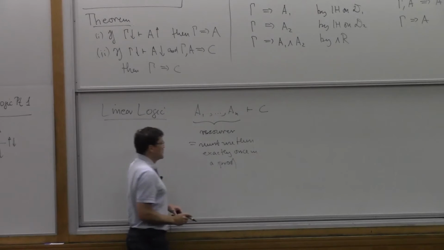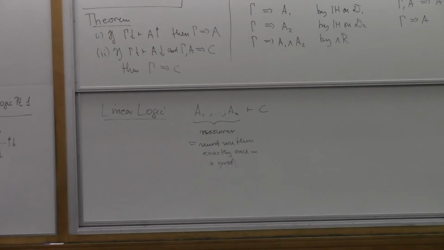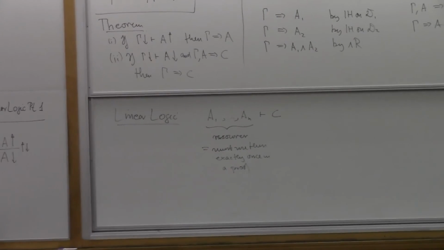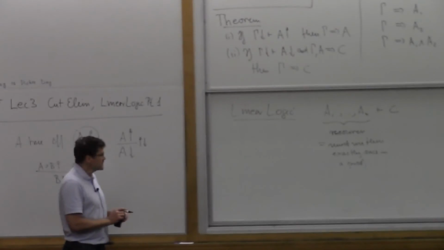Okay, so in the proof of C, you must use all the assumptions, and you can only use them once, not multiple times, right? Exactly once. Linear logic is extremely pedantic, okay? If I want at most once, then I get affine logic, which is also interesting, but I want to talk about the linear case, okay?